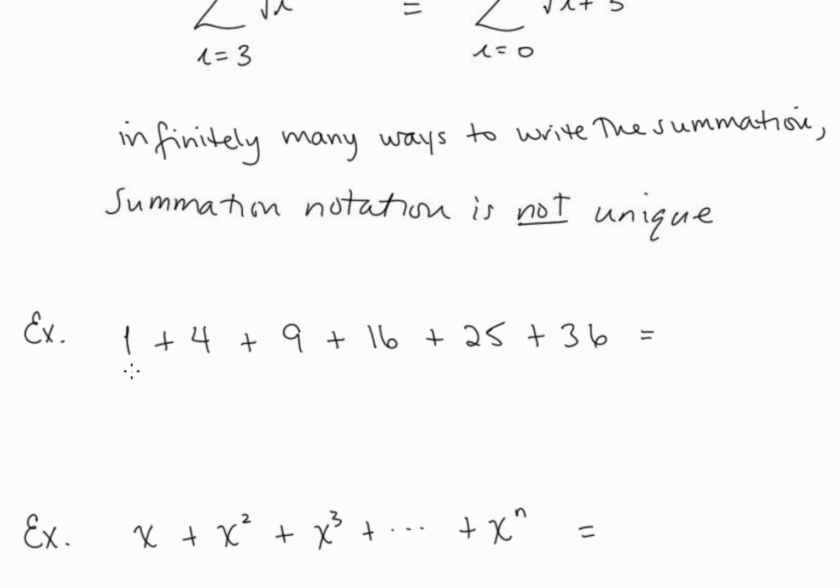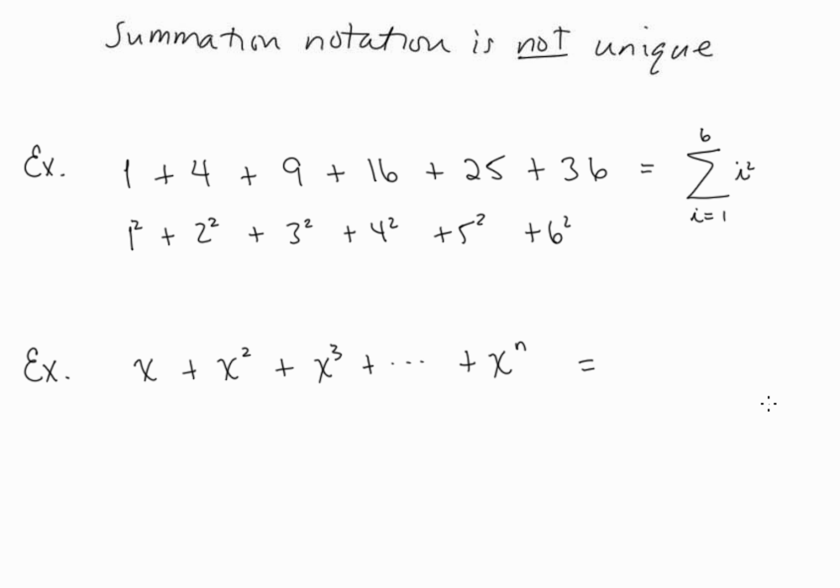Let's see how we can write this sum in summation notation. We have 1 plus 4 plus 9 plus 16 plus 25 plus 36. So I notice here that we have perfect squares. So this is 1 squared plus 2 squared plus 3 squared plus 4 squared plus 5 squared plus 6 squared. So I think the easiest way to write it would be to let the index I go from 1 to 6. And then inside the summation we have I squared. And that would be the simplest way to express this in sigma notation.